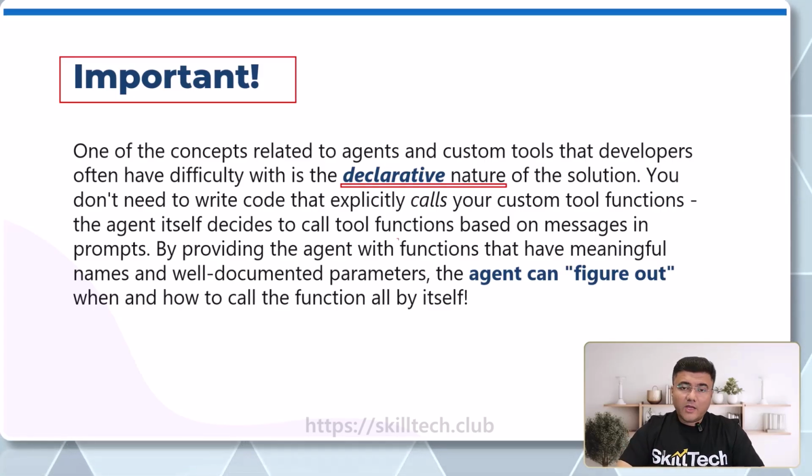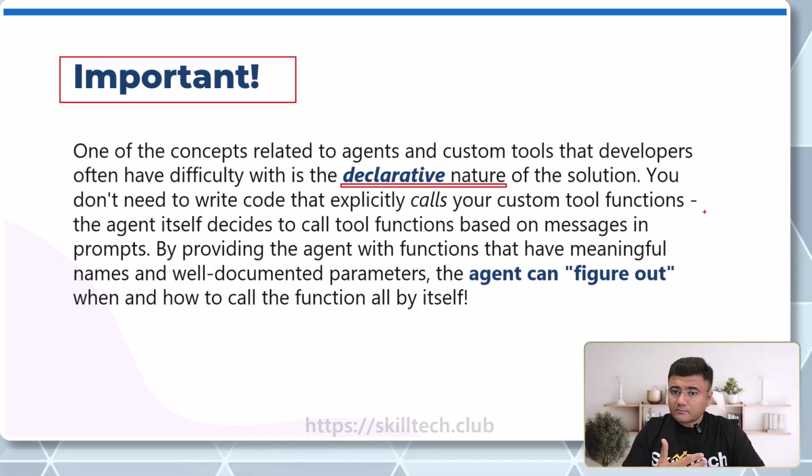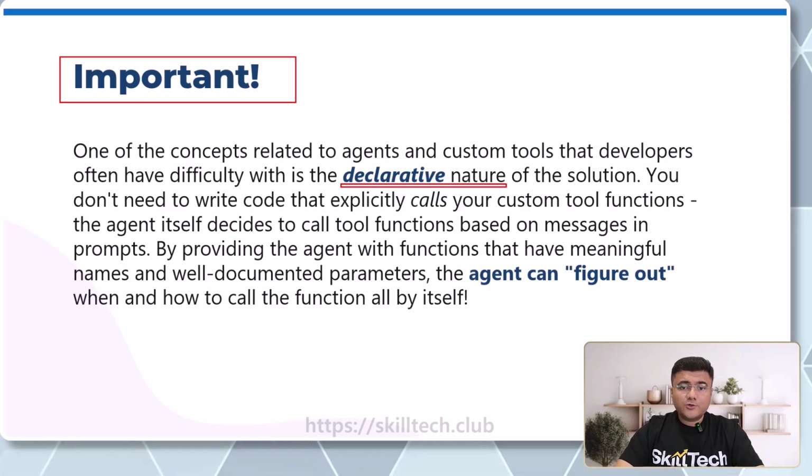In the same way, your agents are declarative in nature. You don't need to write code that explicitly calls your custom tool or functions. This is something most developers are not able to understand. When they have their own piece of logic and integrate that logic with an agent, you don't need to write code to call and invoke it. That's going to be taken care of by the agent automatically. So basically the agent itself decides to call the tool function based on the messages in the prompt.